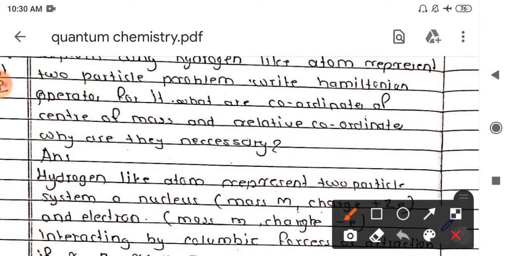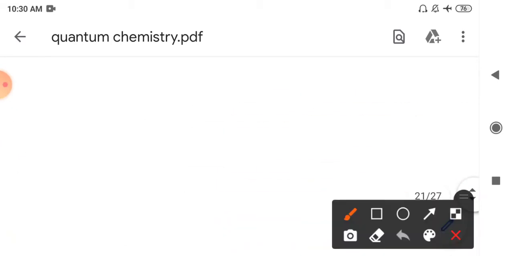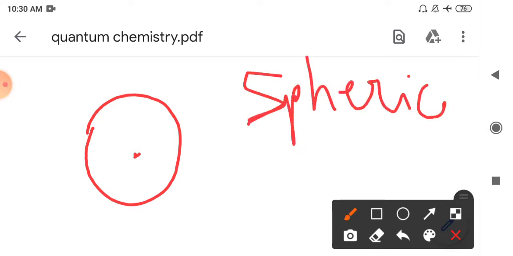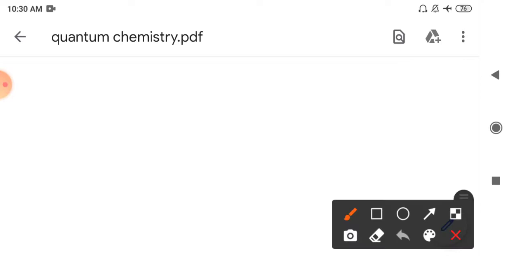For this hydrogen or hydrogen-like atom we will consider the system like this: suppose this is my nucleus at the center, and the electron is revolving in a circular orbit in a 2D manner, and if you consider the 3D manner, I can say that it is revolving in a spherical manner. That's the reason why we are using spherical coordinates. So this electron is residing or revolving in spherical motion. For this purpose there are two types of motion.